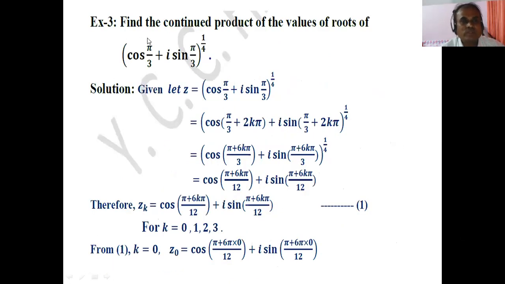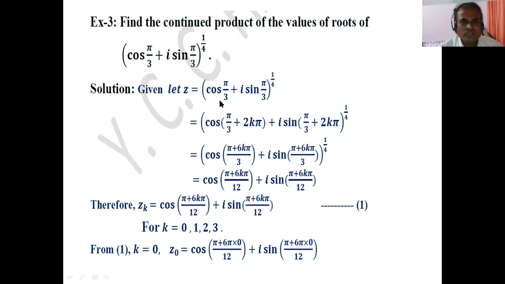Now, example 3. Find the continued product of the values of roots of (cos of pi by 3 plus i sine of pi by 3) raised to 1 by 4. Now, first we find the roots and then their product. Okay, we find the roots of this given complex number, and then we will find the product of these roots. Okay, now first the solution: given, let us denote the value z equal to (cos pi by 3 plus i sine pi by 3) raised to 1 by 4.